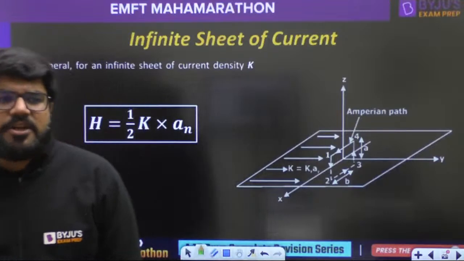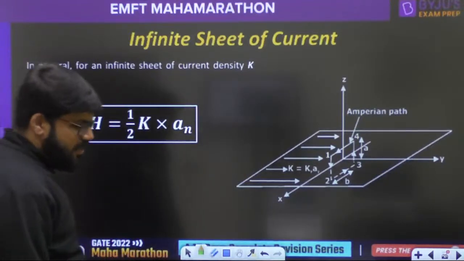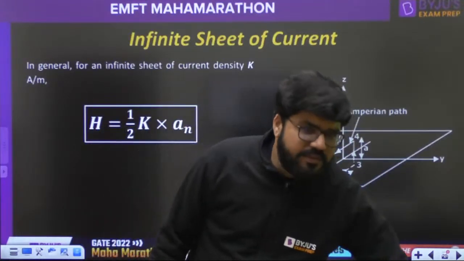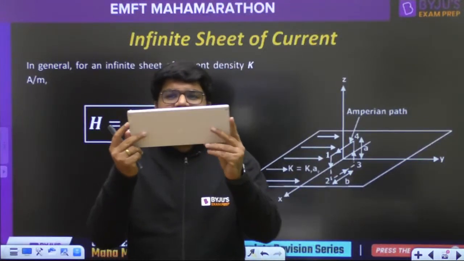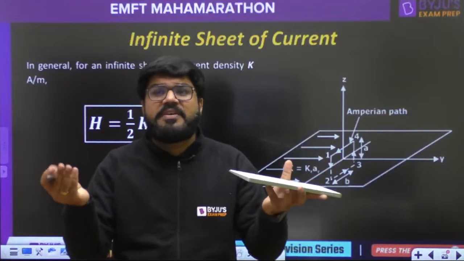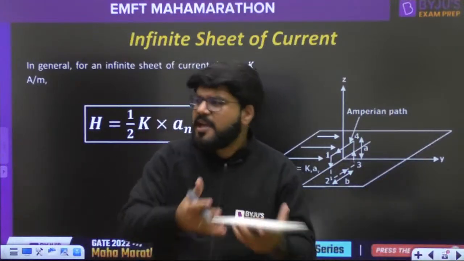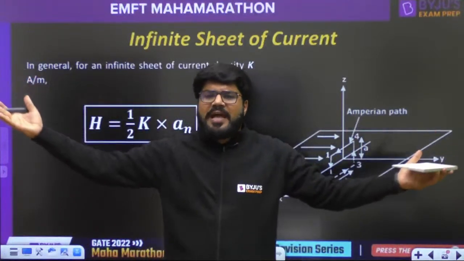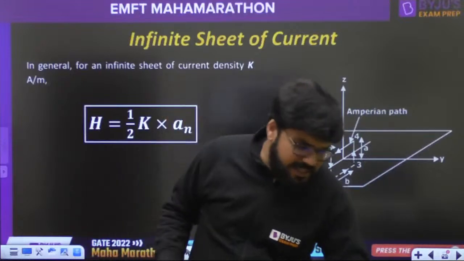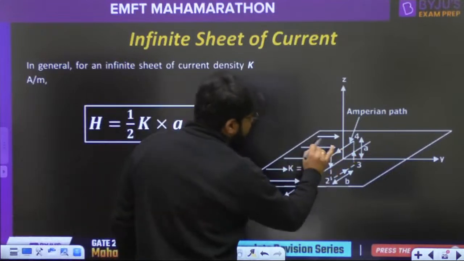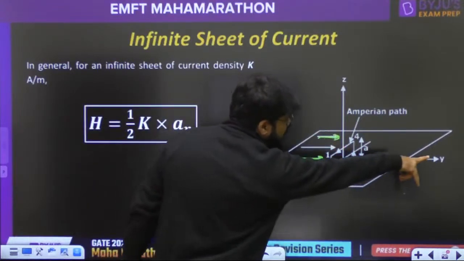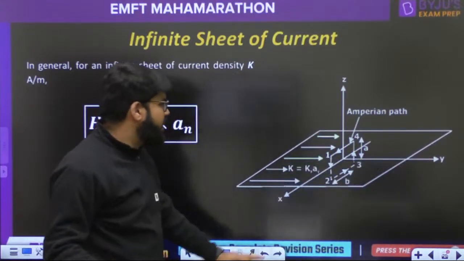Infinite sheet of current. If there is an entire sheet, let's say like this is finite, but infinite once again means some very large sheet. Nothing is like infinity, but some very, very large sheet, and that carries some current with the current density K. That current may be in any direction. Suppose here in this picture, the current is shown in the Y direction, but it could be in any direction.